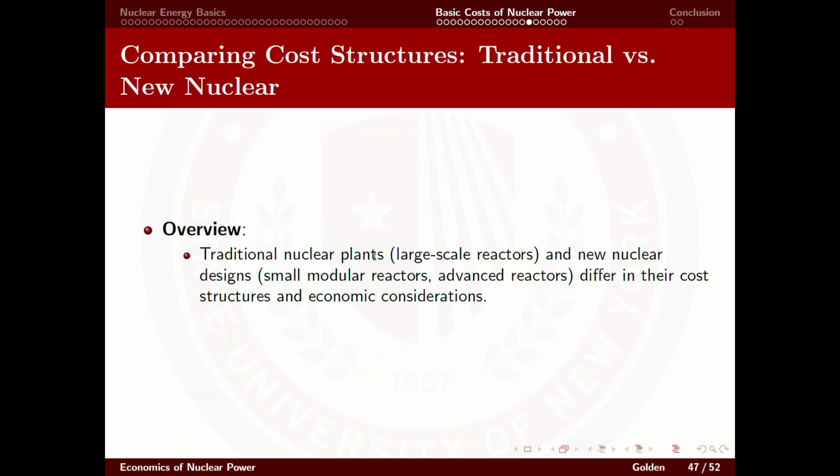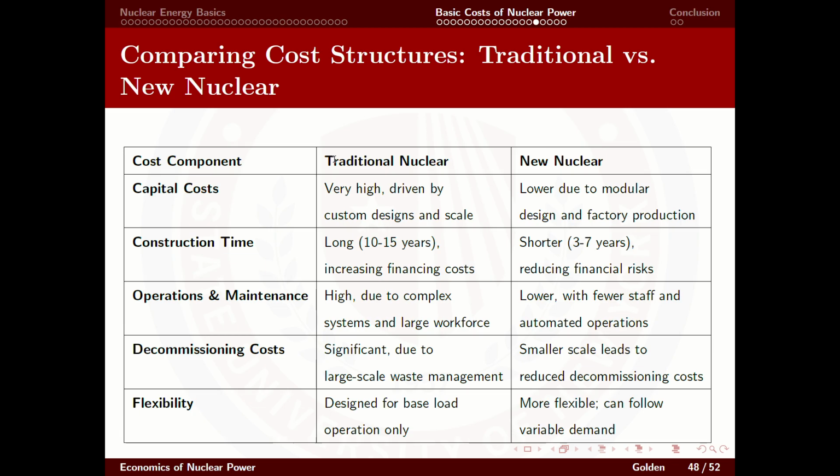So, comparing cost structures from traditional versus new nuclear. Remember, by new nuclear, I'm talking about small modular nuclear reactors and more advanced reactors like those that are powered by thorium. Traditional nuclear power plants, large-scale reactors, differ in cost structure and economic considerations. So here's a little chart of how they differ. Traditional nuclear has very high capital costs driven by custom design and scale. We can fix this. We can build less customized reactors. New nuclear has lower costs due to modular design and factory production. You're producing the same reactor over and over again rather than a bunch of different custom ones.